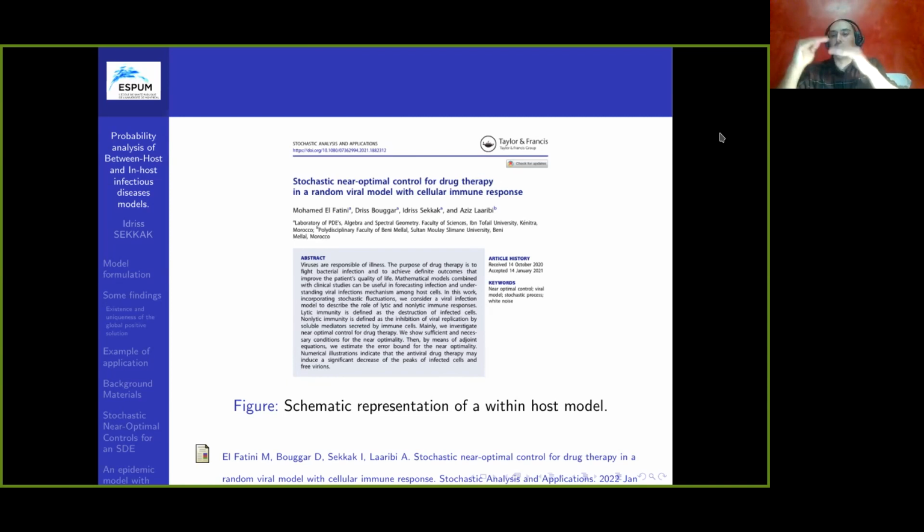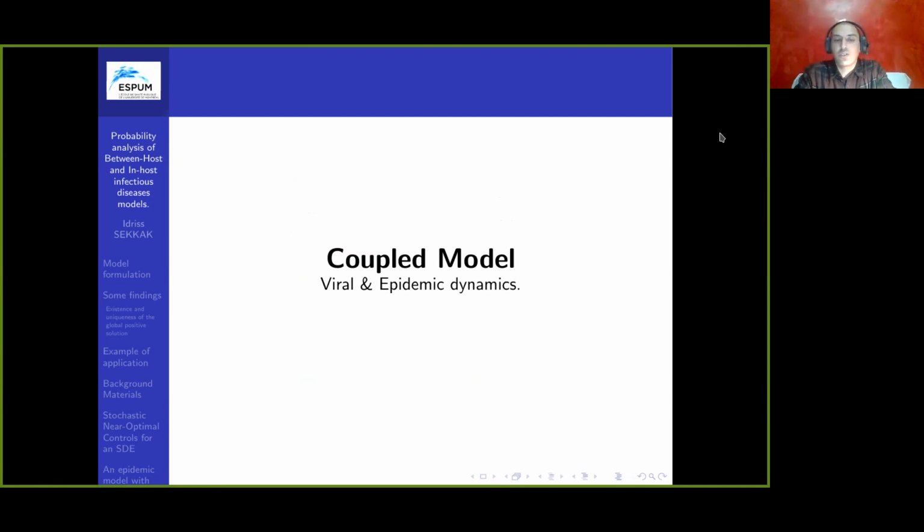Lately, we tried to couple the epidemic dynamics and the viral dynamics. The problem here is that the viral dynamics goes by rapidly, on a faster scale, maybe in hours, or it can be described in minutes. The epidemic dynamics can be described in days. That means there is a change in time scales between those two types of models.